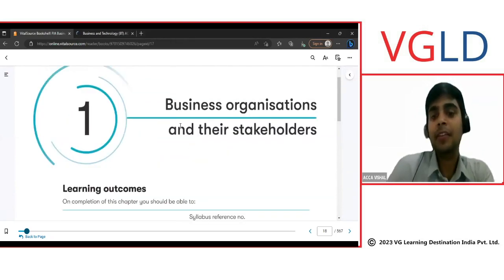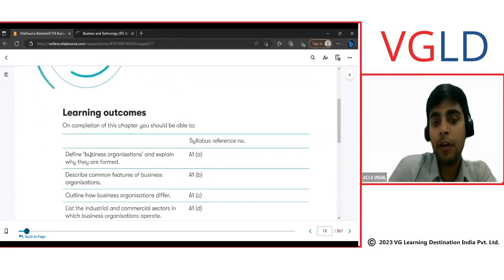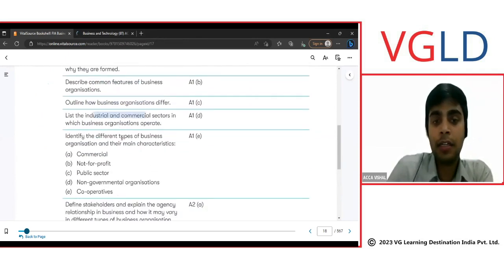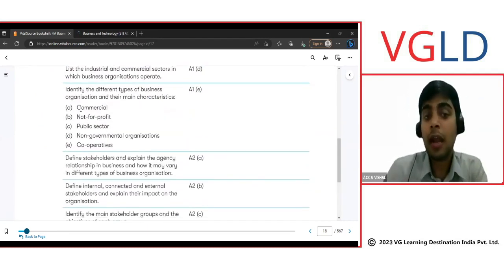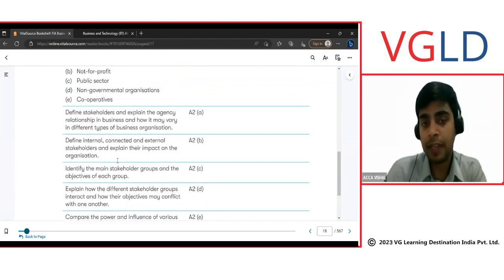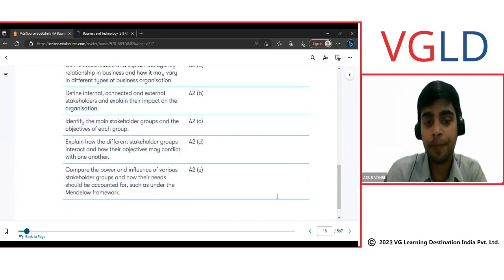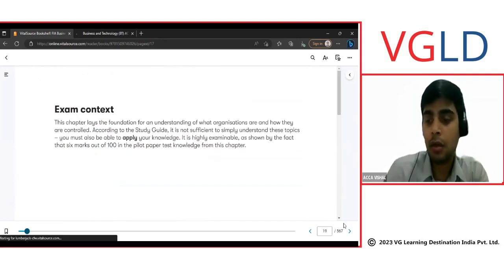So let me start with business organization and their stakeholders. This is the index that we are going to cover: what is a business organization, what are the features of a business organization, how business organizations differ, and industrial and commercial factors, like the sectors that a business organization operates in, and types of business organization. There's commercial, not-for-profit, and public sector, and I'll be covering each topic one by one. What is a stakeholder and the agency relationship? This is very interesting, and we are going to cover it later on. So instead of going through each index item, let's jump to the subject itself.